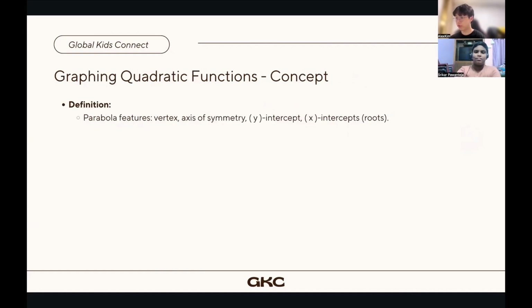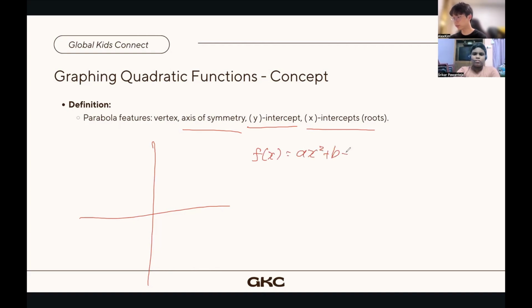And then this brings us to our next concept of today, which is graphing quadratic functions. Some things to remember is that a parabola must feature the axis of symmetry, the y-intercept, as well as the x-intercepts, which are also known as the roots. So what this means is that if we are given a quadratic function such as this, and we know that a is positive, then we will get a parabola as such, for example.